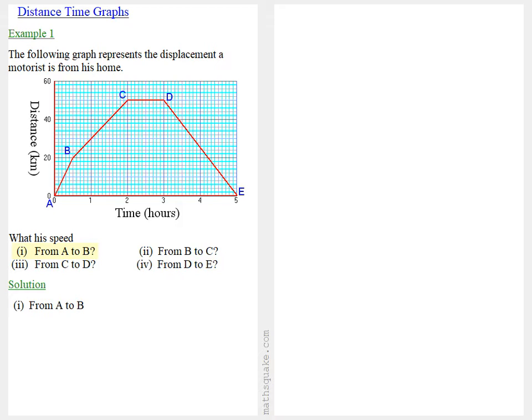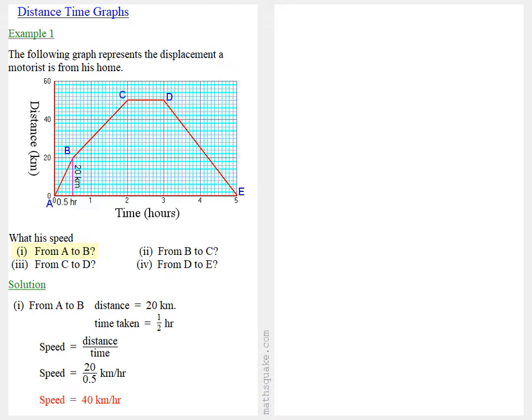Now if we look at the distance of going from A to B, A is at a distance of 0 from his home and B is at a distance of 20 kilometers from his home. So that means going from A to B is 20 kilometers, and if we look along the horizontal axis we see that's in half an hour. The speed is the distance divided by the time, which is 20 divided by a half, which turns out to be 40 kilometers per hour.